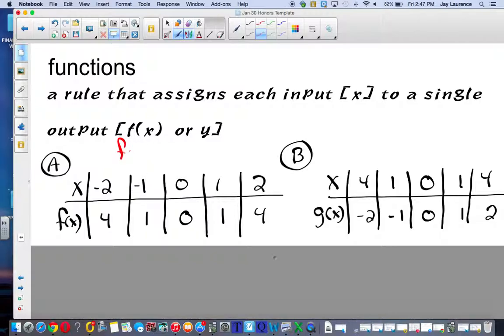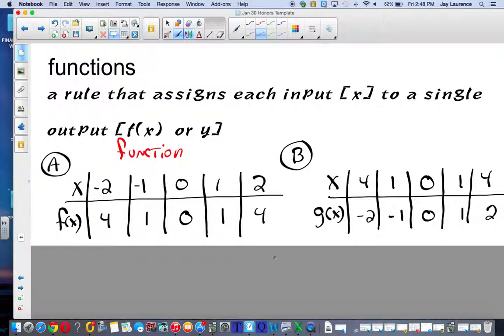This is a function. You might remember from a video quite a while ago now, a couple weeks, I said inputs are like people and outputs are restaurants. Is it possible for Bob to go to McDonald's and Burger King at the same time? No, it's not. That's not a function. That would only be a relation.